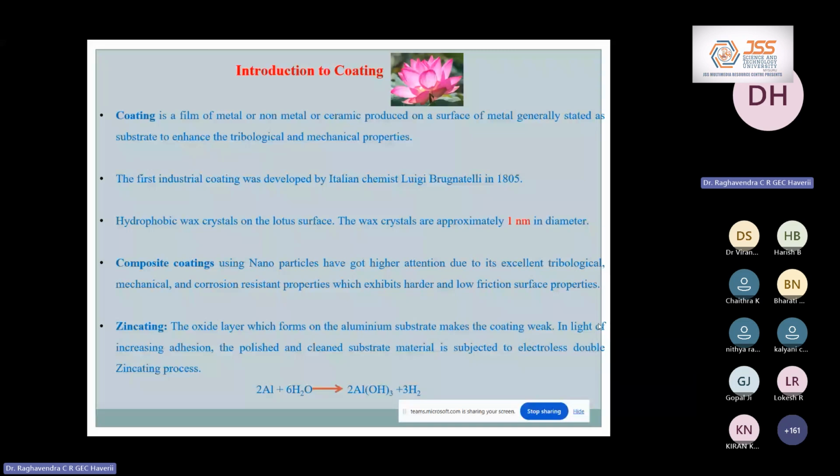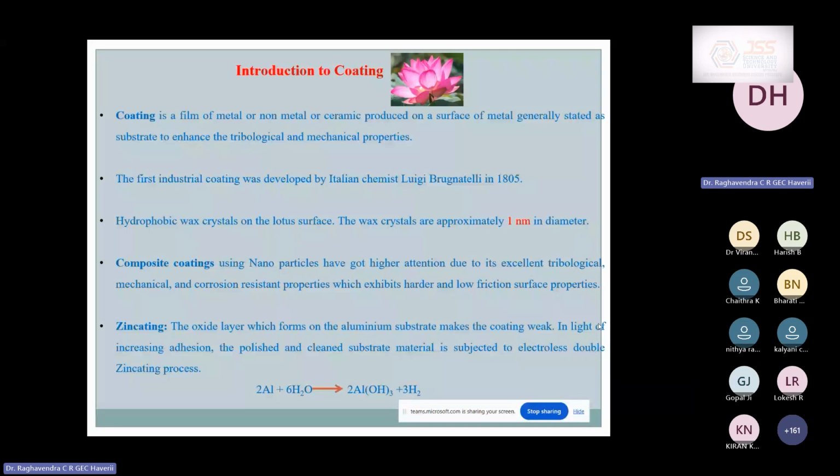Zincating is one method of applying an intermediate coating. For example, when we go for aluminum-based substrates, aluminum is extensively used for its low weight and high strength. It is widely used in automobile as well as biomedical applications. When you want to coat aluminum, it is quite difficult, whether by electrodeposition or any other method, because it generally doesn't support the coating of these particles.